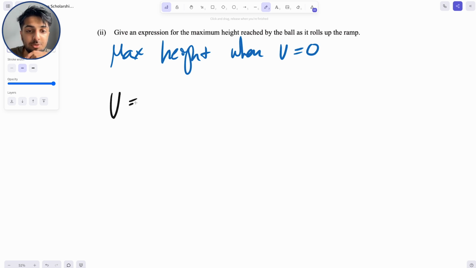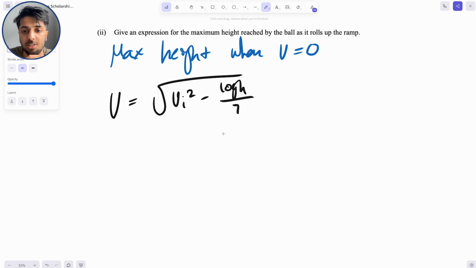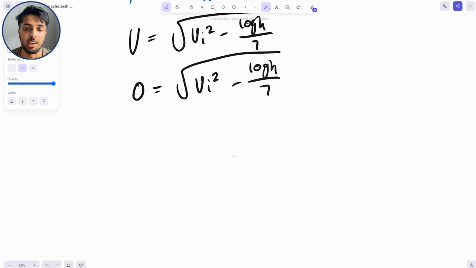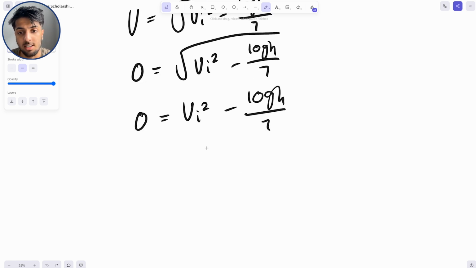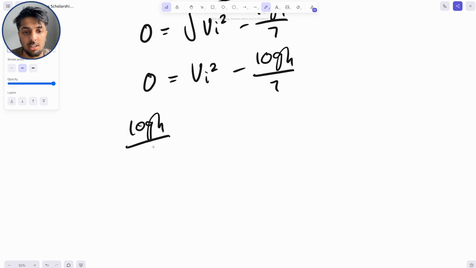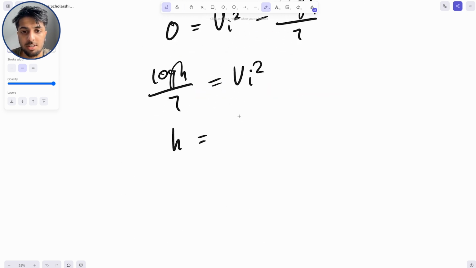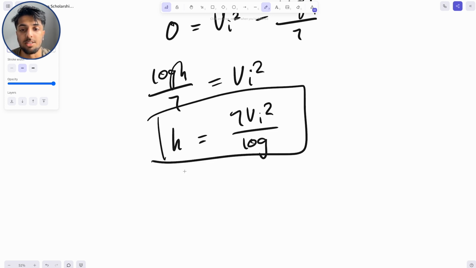So we have our equation for our velocity, which we just found, which is the square root of Vi squared minus 10GH all over 7. When that is equal to 0, we can square both sides to get rid of that square root, and we get 0 is equal to Vi squared minus 10GH all over 7. Moving this to the side, we get 10GH over 7 is equal to Vi squared. And now rearranging for H, we get H is equal to 7Vi squared all over 10G. And that is our final expression.